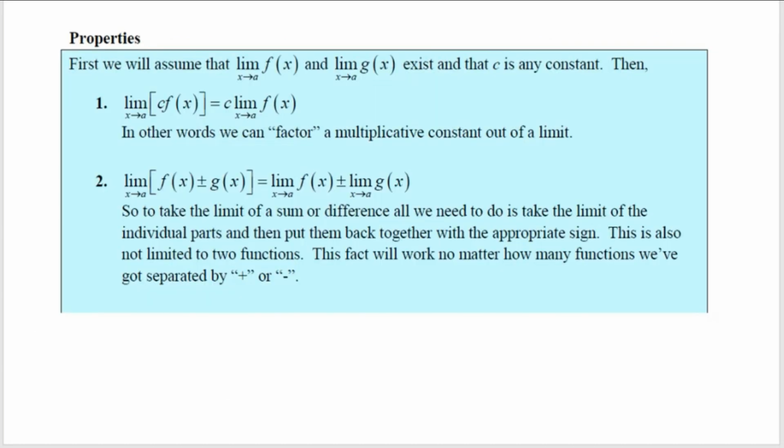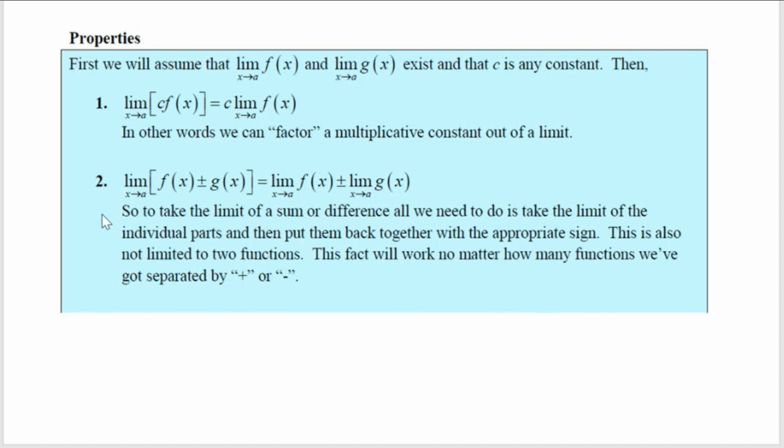Let's move to the properties. First we will assume that the limit of f of x as x approaches a and the limit of g of x as x approaches a exist and c is any constant. Then property number 1: the limit of c times f of x as x approaches a is equal to c times the limit of f of x as x approaches a. So in other words, we can factor a multiplicative constant out of a limit. So you see there is a constant.